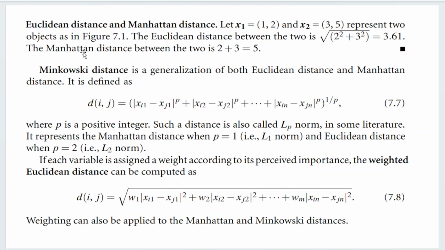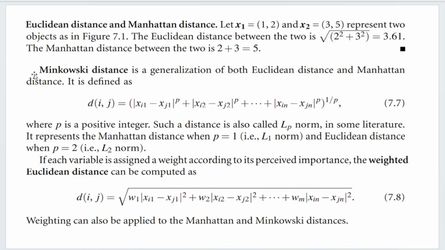So what is the Manhattan distance between the two? That is 2 plus 3, which is equal to 5. Why? Because in the Manhattan distance we don't have any squaring of the values. So directly we take the subtraction and the summation of the values.